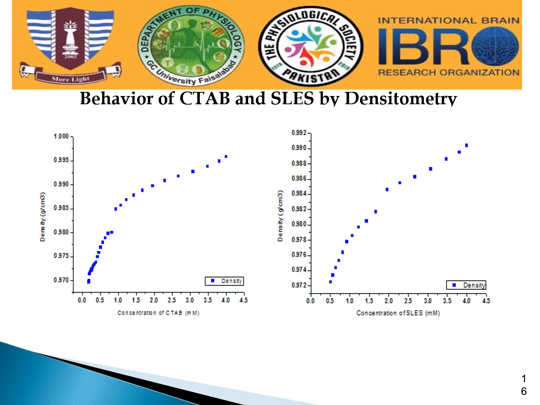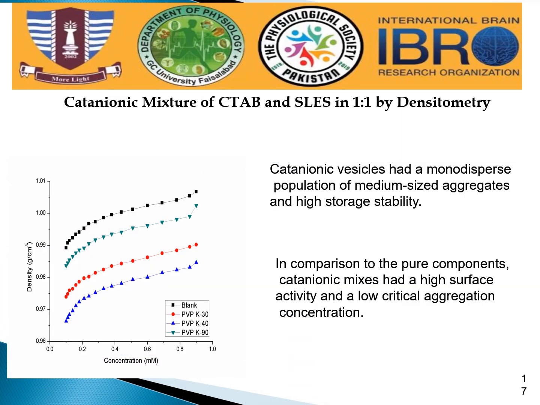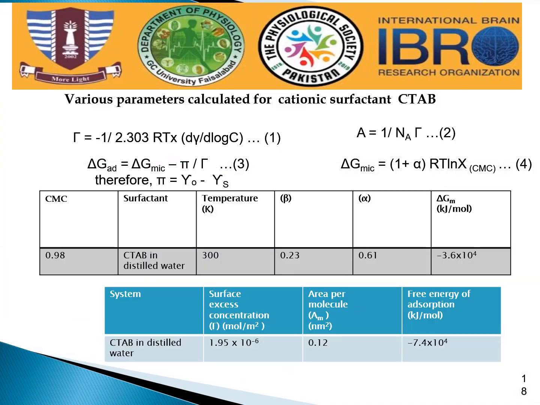The density of CTAB rises as the concentration of CTAB increases. The fact that density may provide a higher value of CMC is quite fascinating. A similar trend is shown by the mixture. When we mix CTAB and SLES in 1:1, the cationic vesicle had a monodisperse population of medium-sized aggregates and high storage stability. In comparison to the pure components, the cationic mixture had a high surface activity and a low critical aggregation concentration.